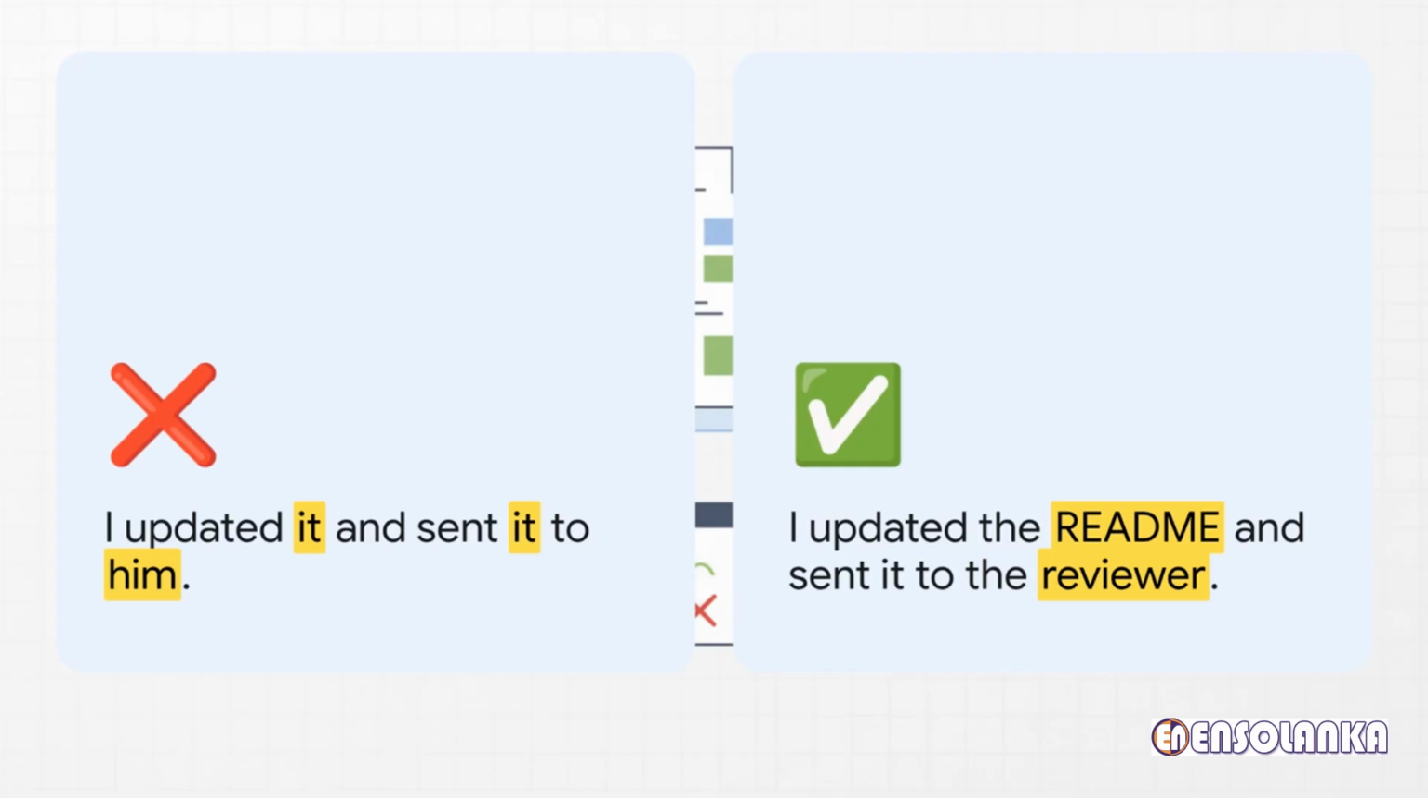Yeah, exactly. You should think of those vague words as null pointers in your communication. They don't point to anything. Our Clarity Refactor is all about fixing them. Now that revised version: I updated the README and sent it to the reviewer. That is instantly, perfectly clear.